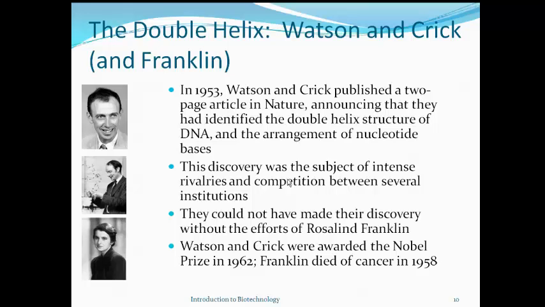This was an intense rivalry between a lot of scientists. But in fact, they could not have done any of this without the help and the efforts of a woman called Rosalind Franklin. Watson and Crick got the Nobel Prize in 1962, but Franklin died of cancer in 1958. And it's really a shame. You can't win a Nobel Prize posthumously after you've died.